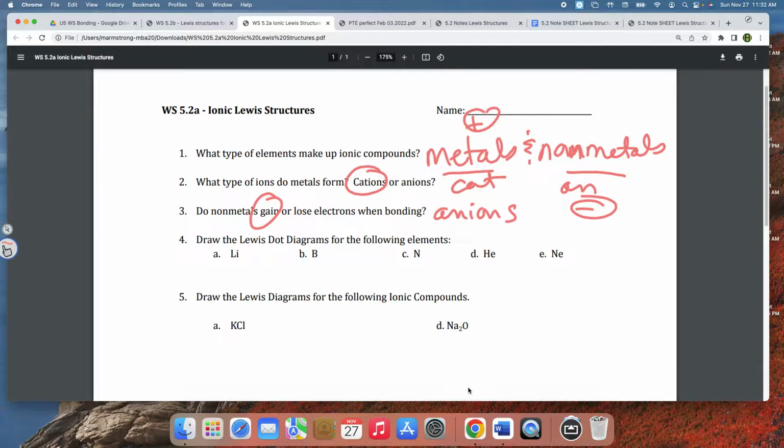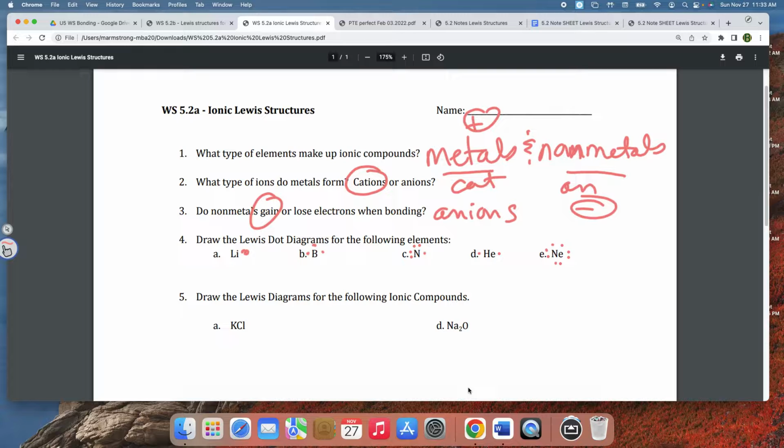Draw the Lewis dot diagrams for the following elements. Lithium has 1 dot, boron's in group 3A, it has 3 dots, nitrogen's in group 5, it has 5 dots, helium is in group 8, but it's not big enough to have 8 valence electrons, so it has 2. Neon is in group 8, and it has 8 valence electrons.